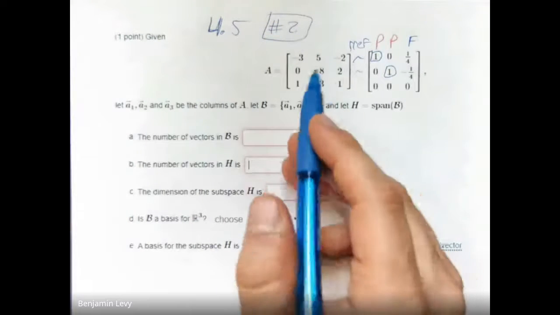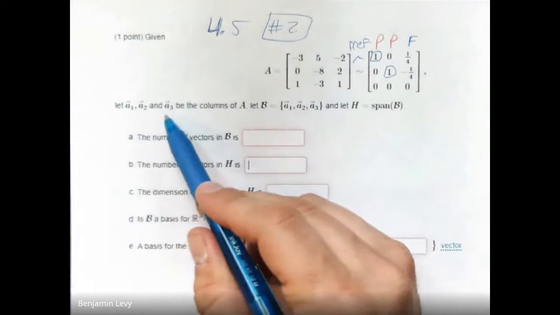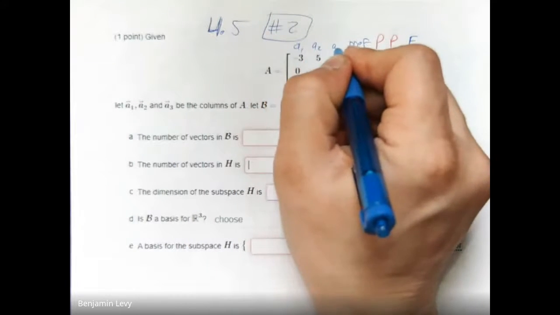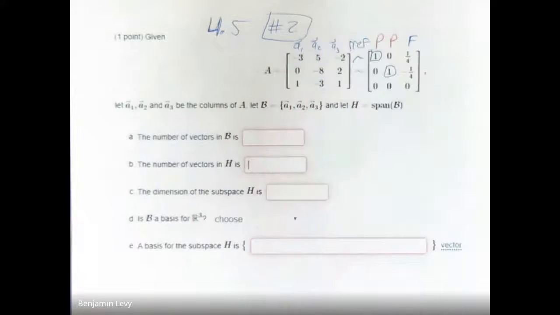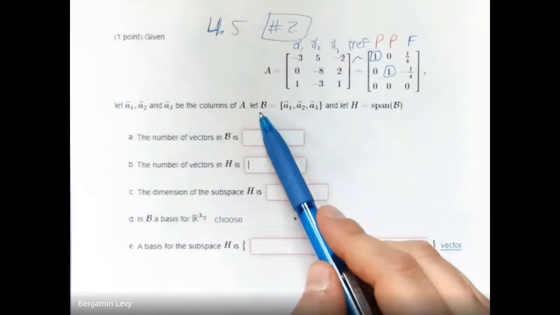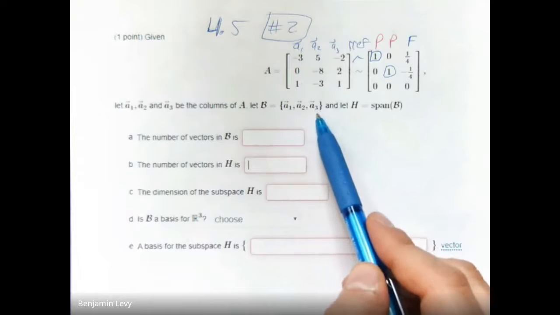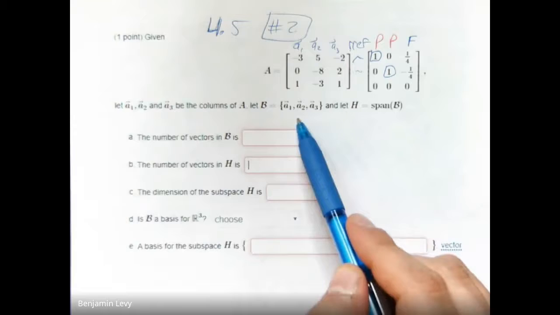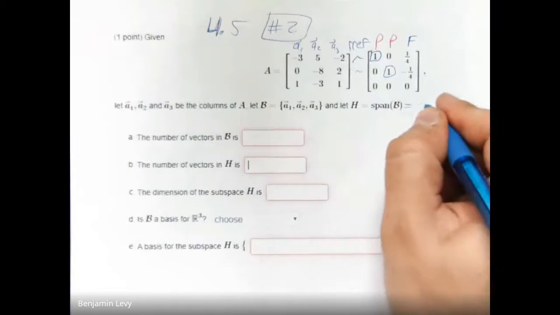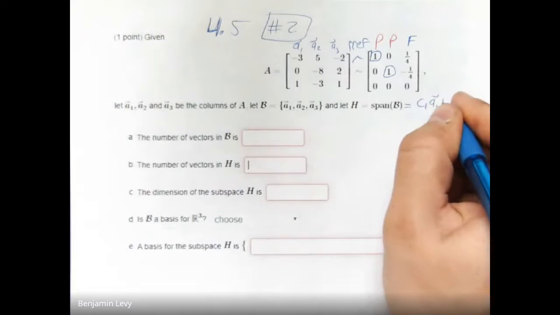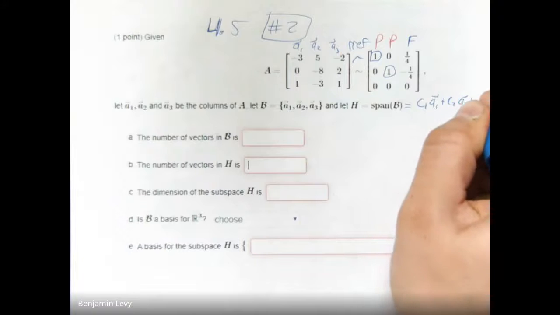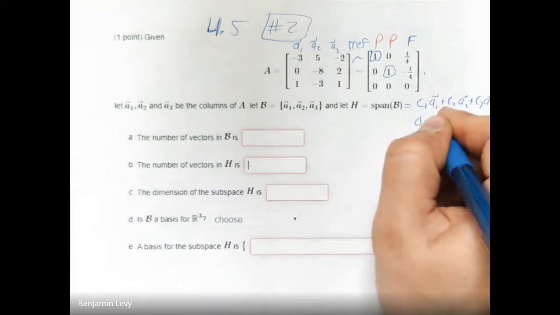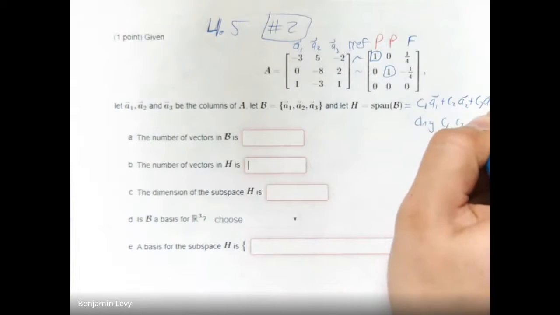So we're given A1, A2, and A3, we're being told are the columns of A. So this is like A1, this is A2, this is A3, columns of A. And beta is the collection of the three columns, right? A1, A2, A3. And H is the span of those three columns, right? So the span would be C1A1 plus C2A2 plus C3A3 for any C1, C2, C3.